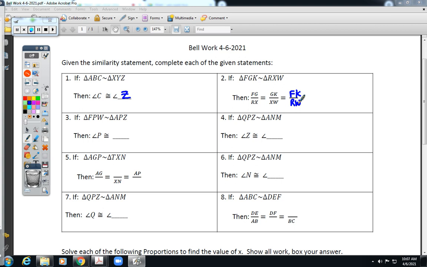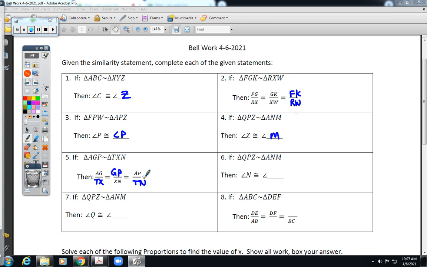So we should have identified angle P as being congruent to angle P. We should have identified angle Z as being congruent to angle M. We should have filled in the blanks on this proportion on number 5. AG are the first 2 letters, so TX should go underneath that. XN are the last 2 letters, so GP should go above that. A and P are the first and last, so that should be T and N on the bottom there. Okay?